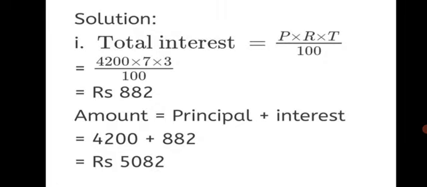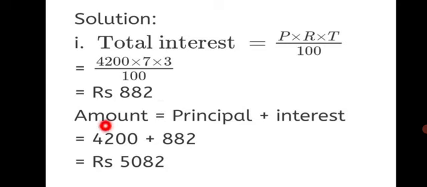Interest is equal to P into R into T upon 100 is equal to, substitute the given values, 4200 into 7 into 3 upon 100. When you calculate, these two zeros get cancelled, and 42 into 7 into 3 will give you 882. That is our interest. So one answer we got, interest is equal to rupees 882.